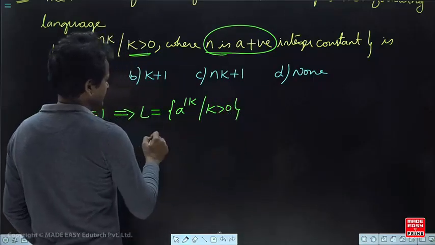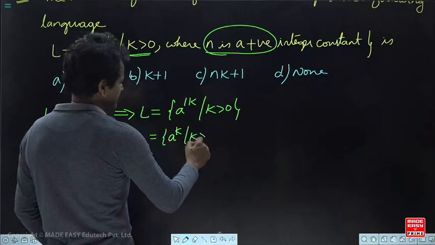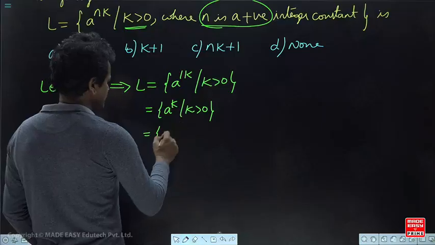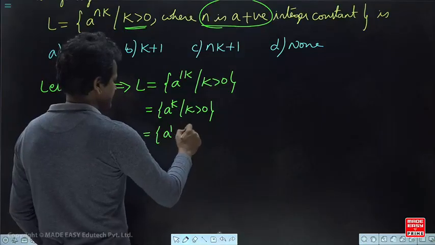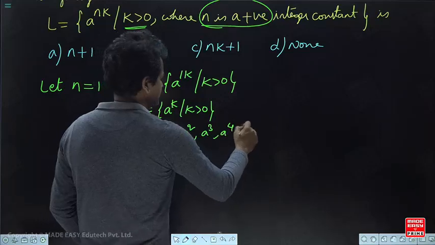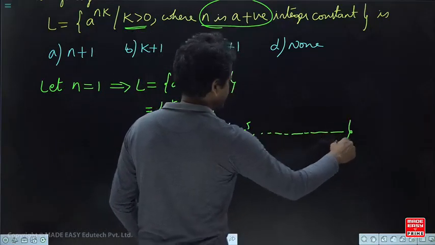What is a power 1 into k? A power k. What is the k value? Greater than 0. What is the smallest k value? 1, because k greater than 0. If k is 1, a; k is 2, a square; k is 3, a cube; a power 4, a power 5. How many strings, guys? Infinite. Are you following?